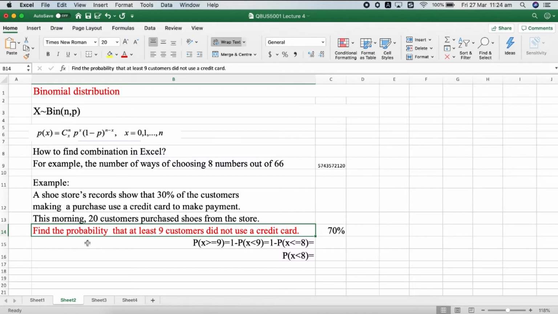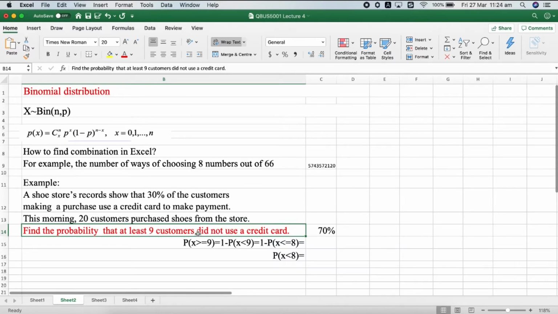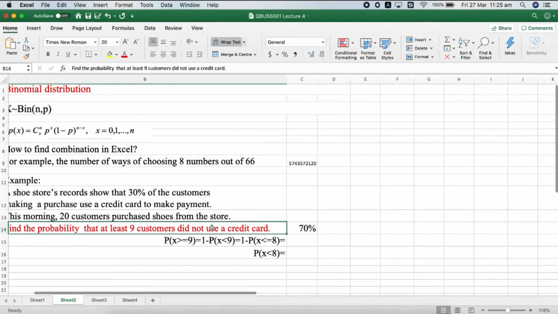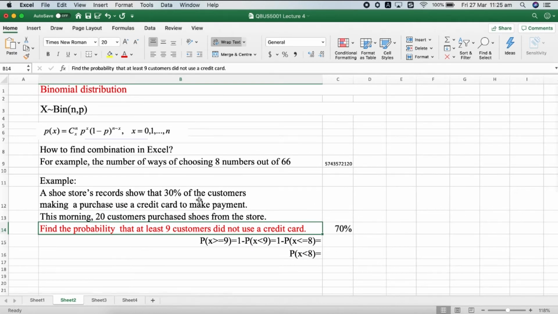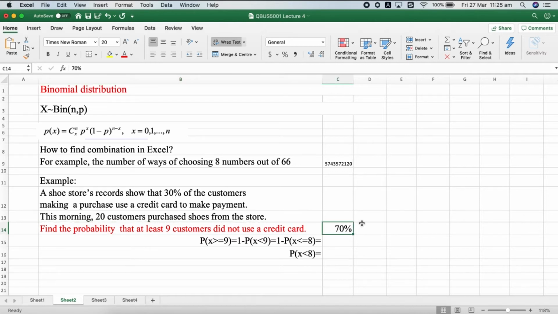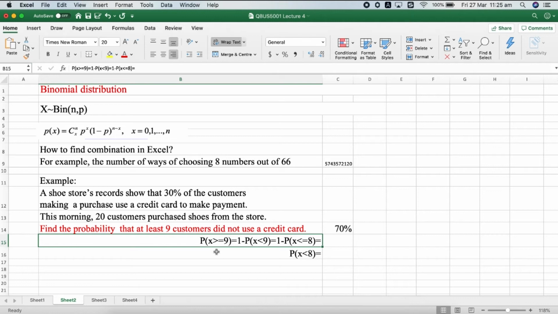The question is: find the probability that at least 9 customers did not use a credit card. We should notice that it's the probability of did not use, and we already know the probability of the customer making a purchase using a credit card is 30%. So the probability of did not use will be 70%. And this is the process.